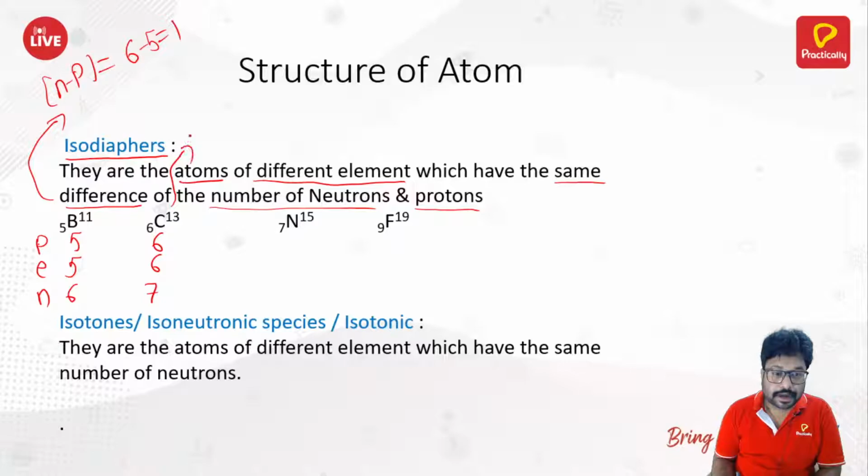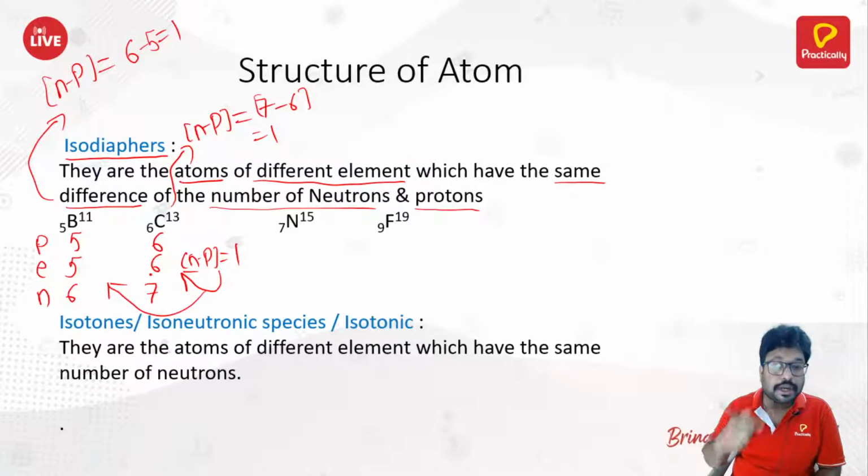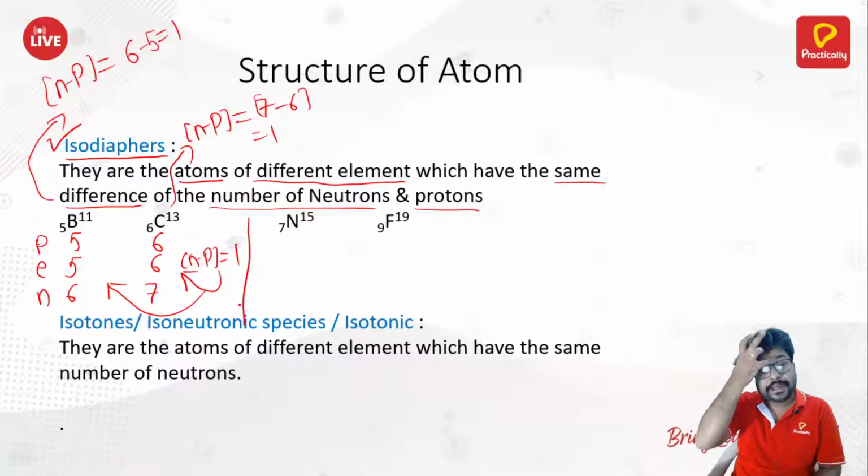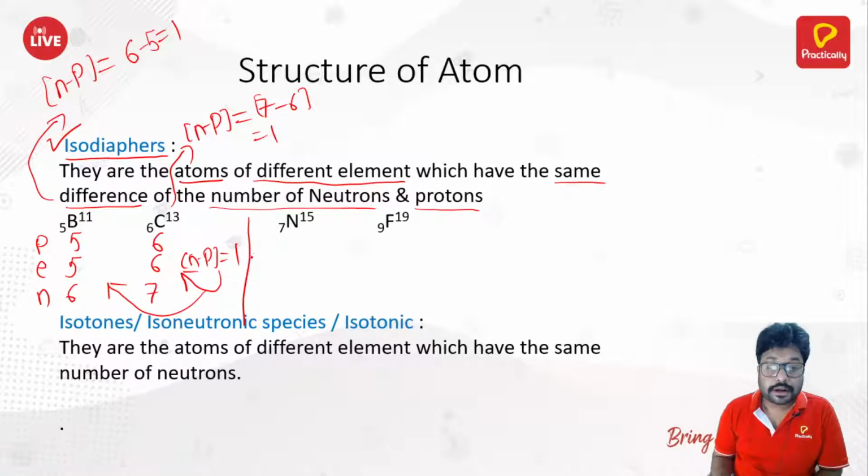For carbon, look at N minus P. How many neutrons are there? 7. How many protons are there? 6. 7 minus 6, 1. So N minus P is equal to 1 for both these species. And such species are called isodiaphers. Okay. You can see the same thing for N15 and F19 also. For nitrogen, how many protons are there? 7. For fluorine, how many protons are there? 9. Right? How many neutrons are there?